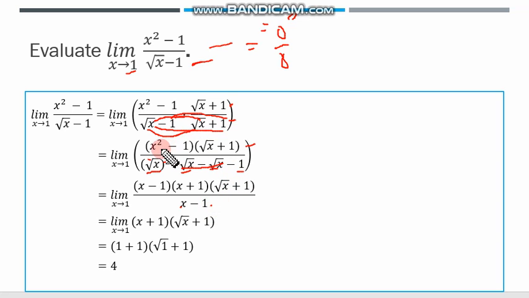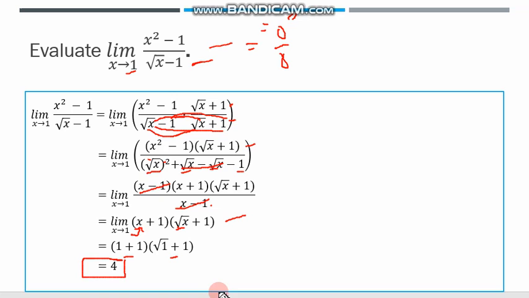You could notice that x squared minus 1 can be factored. So the factors are x minus 1 and then x plus 1. So x minus 1 times x plus 1 times square root of x plus 1. We could cancel the x minus 1 here, leaving x plus 1 times square root of x plus 1. And we will plug in the value of c to our value of x here, which is 1. So 1 plus 1 is 2. Square root of 1 plus 1 is also 2. So 2 times 2 is equal to 4.